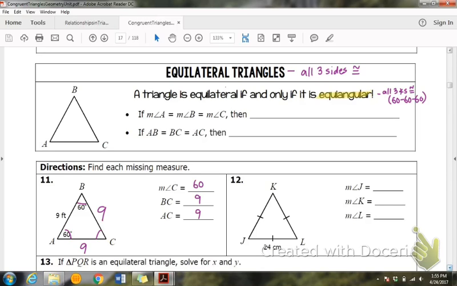All right. Number 12. They are telling us that it's equilateral, right? That's what these hash marks mean. So this is 24. This is 24. If it's equilateral, if all the sides are the same, what do we know about all the angles? They're all the same. So how much is each angle here? 60. There we go. 60, 60, 60.